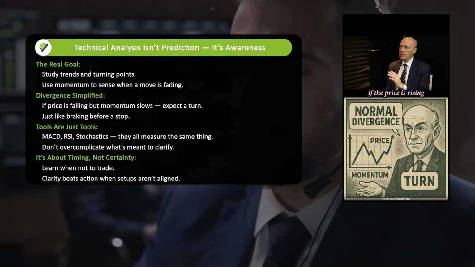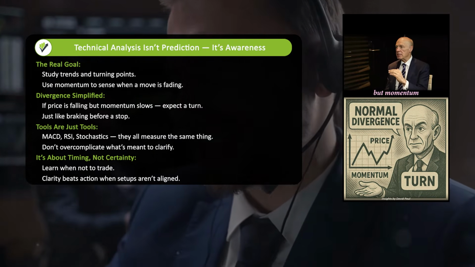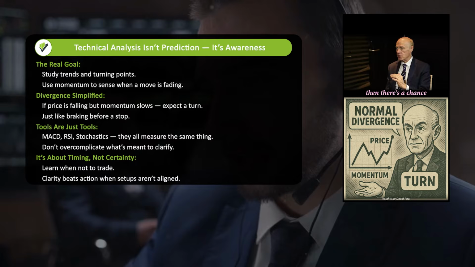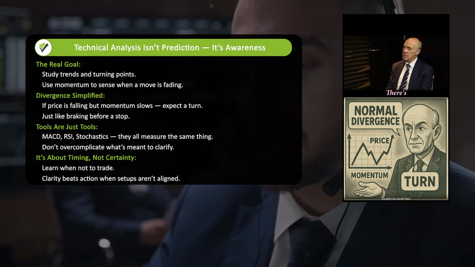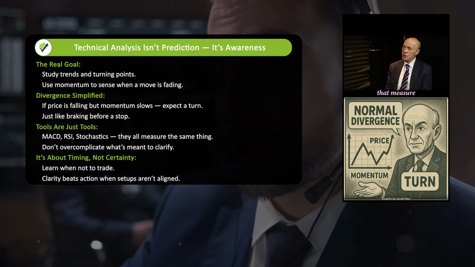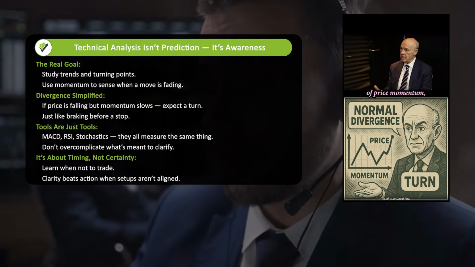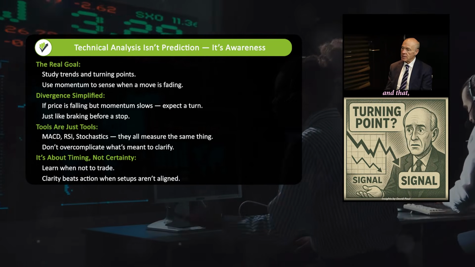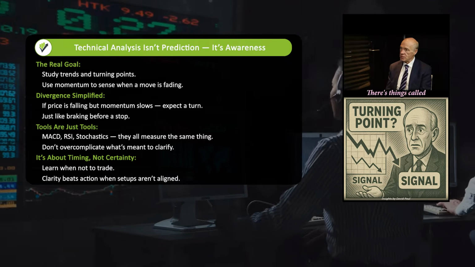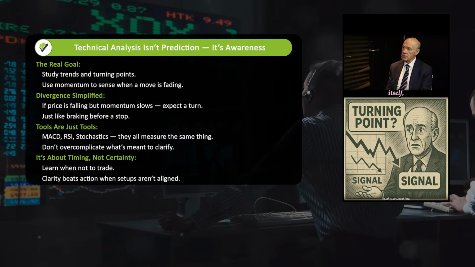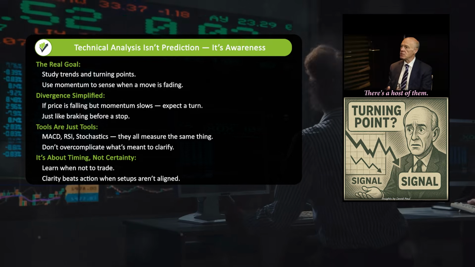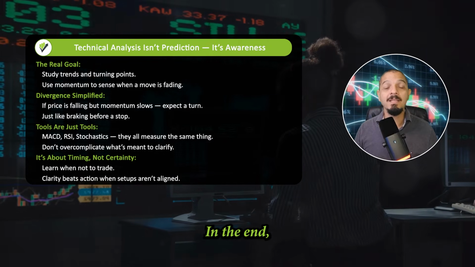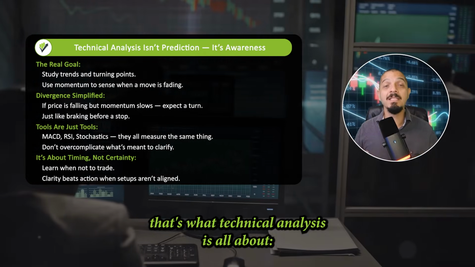Similarly, if the price is rising, but momentum is slowing up, then there's a chance that there's going to be a turn. In technical analysis, there's 1,000 indicators that measure the rate of change of price, momentum, they're all pretty much the same. There's things called rate of change, there's momentum itself, there's RSI, there's stochastics, there's MACD, there's a host of them. In the end, that's what technical analysis is all about.